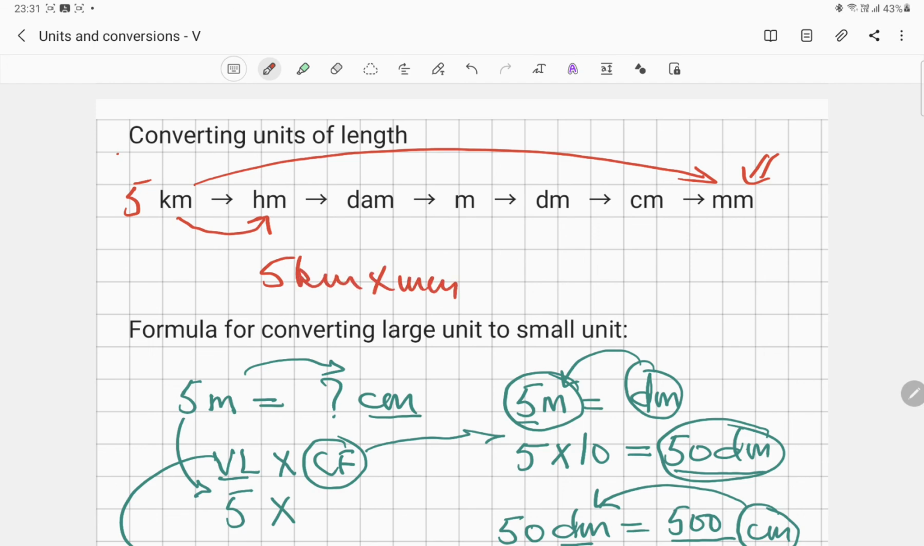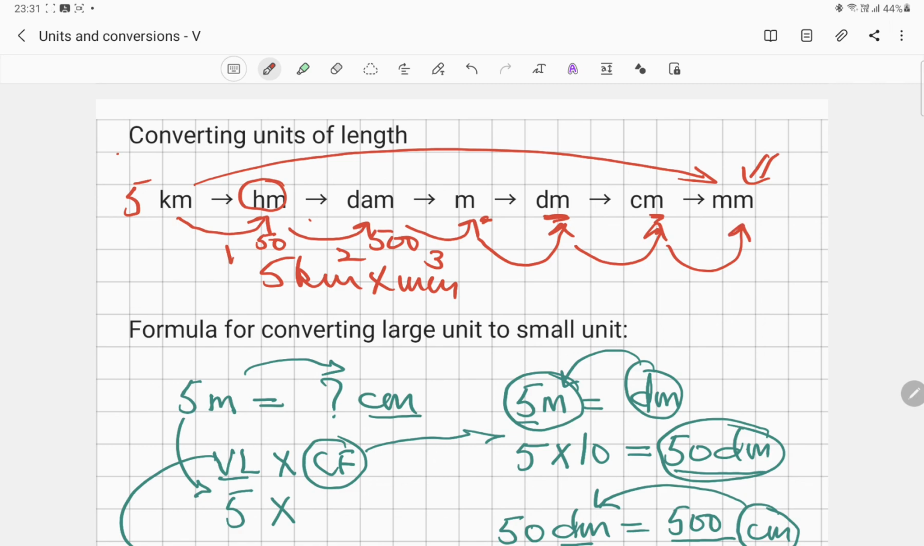So isn't this going to be a very long problem? First of all, in the first step, you'll convert 5 kilometers into hectometers. And then you will get some value, let's say 50. And then you will convert 50 hectometers into decameters, which will be like 500. And then you will convert these decameters into meters. So first step, second step, third step, and then whatever value you get here, you'll convert that into decimeters. And whatever value you get here, you'll convert that into centimeters. And whatever value you get here, you'll convert that into millimeters. So isn't this going to be a very long calculation? Now, we don't want that calculation to be too long. So what we are going to do there is something we'll see in the next video.